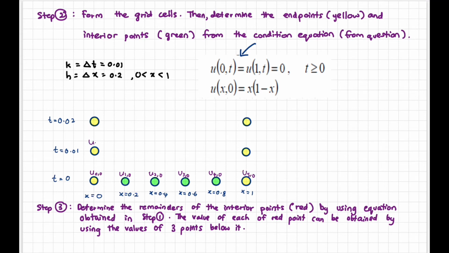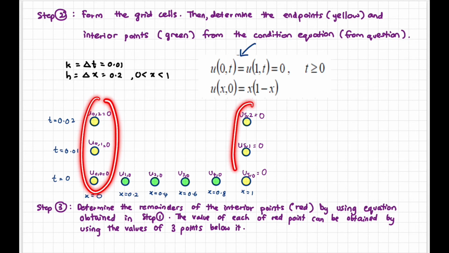And this is U01, U02, U51, U52. So this is equal to 0, equal to 0, equal to 0, equal to 0, 0, and 0. So now you just get all the values of the yellow point.